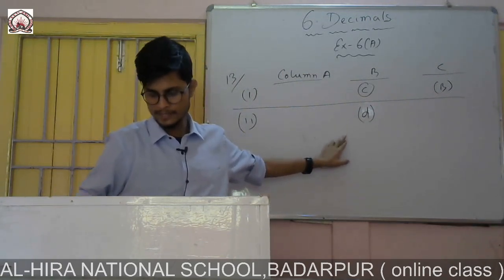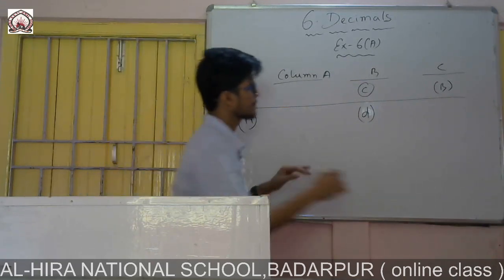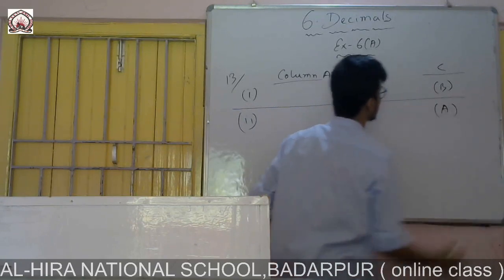And then you find it in column number C. Where is it written 6.1? It is in option number A. It is 6.1.